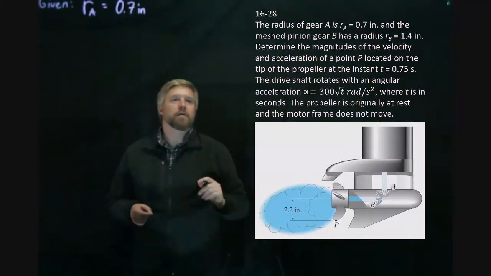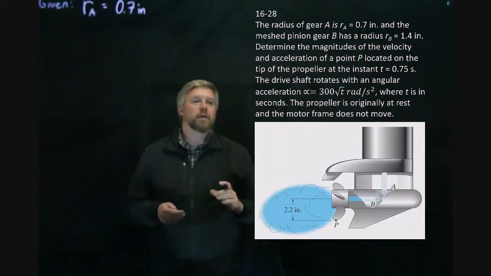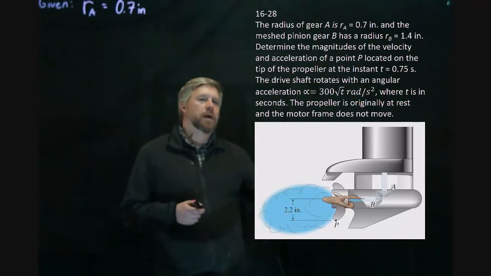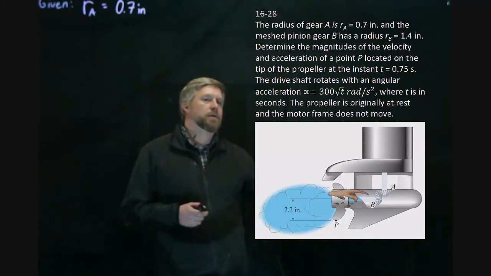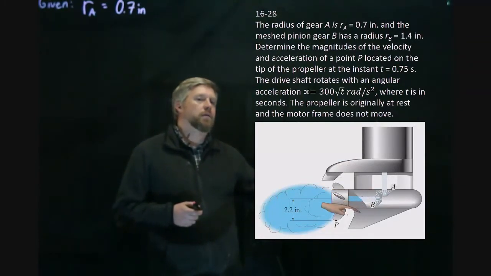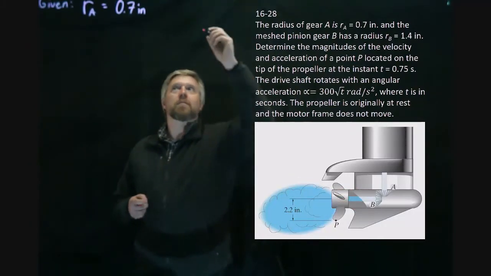Okay, and then we have the meshed pinion gear B, which has a radius of R_B. You can see the gears down here. It might be kind of hard to see. Gear A is actually attached to a drive shaft, and then gear B is meshed with it. So as gear A turns, gear B is 90 degrees to it and turns around this way. So gear B has a radius of 1.4 inches.